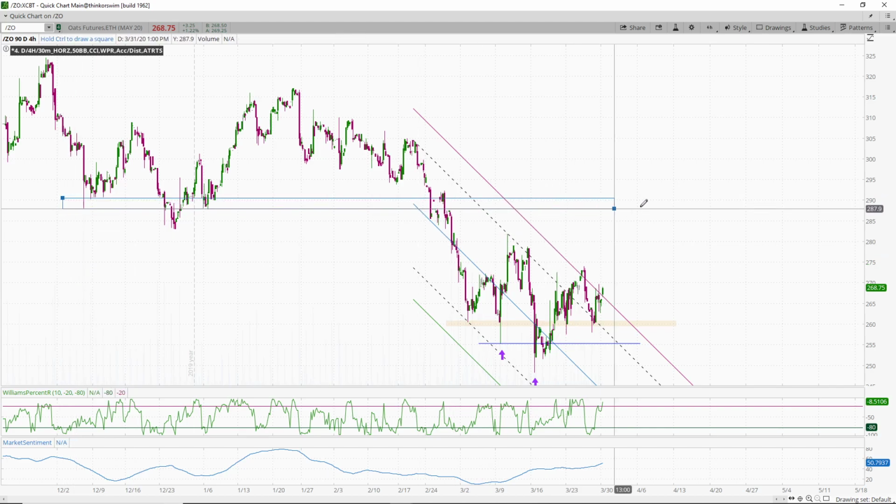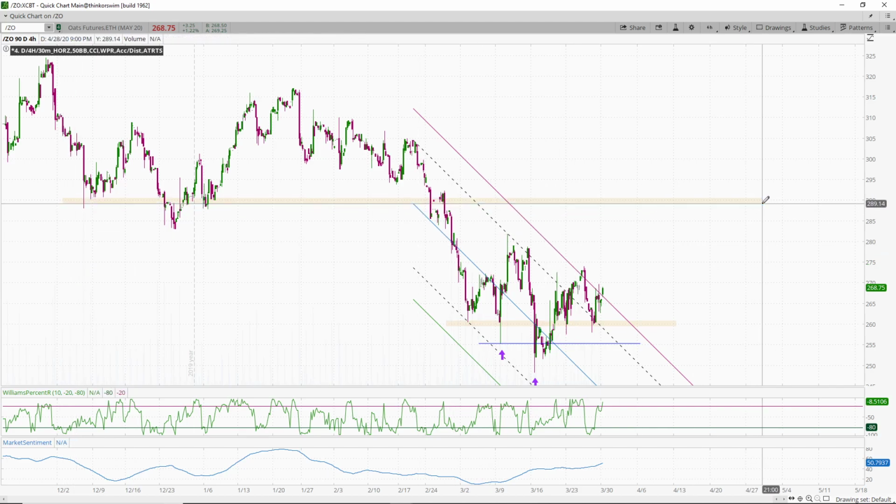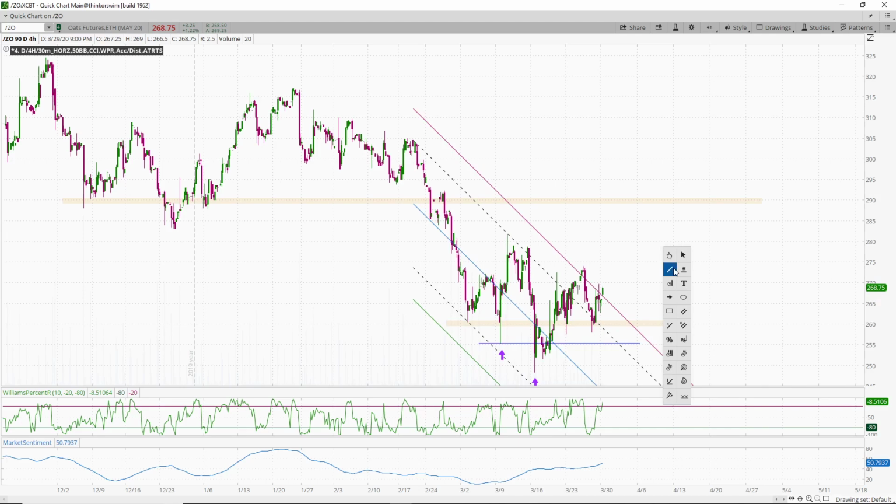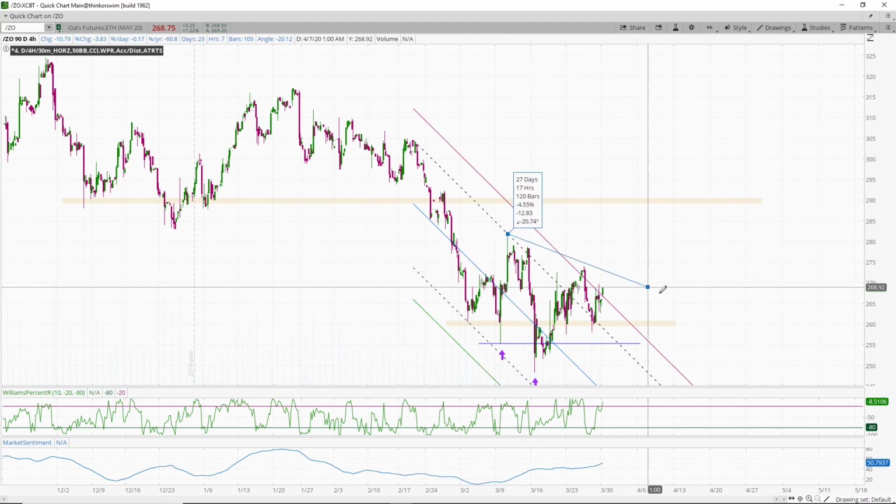And where would it be our target if we do want to get bullish in this? So we got a nice W pattern working for us too.